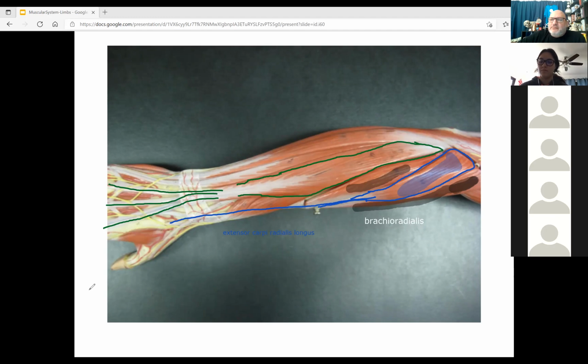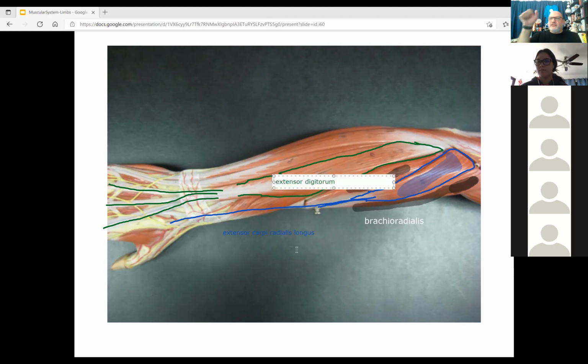What do you think this muscle that branches to go to the backside of these three fingers might be? Extensor digitorum. Extensor what? Digitorum. There you go. This is the extensor digitorum. Exactly. It extends the digits.